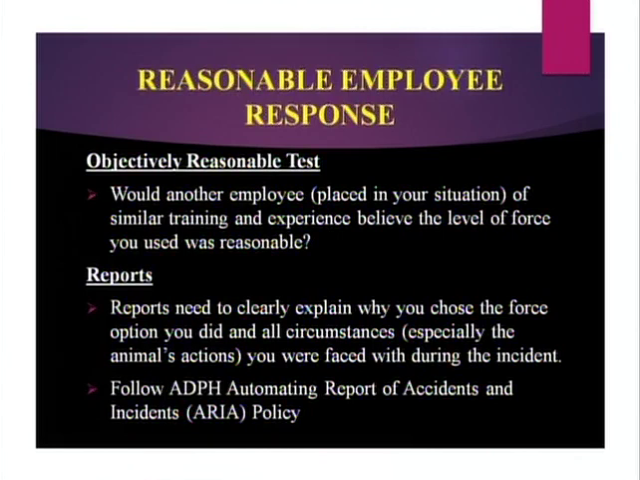Reports. Reports need to clearly explain why you chose the force option you did in all circumstances, especially the animal action you were faced with during the incident. Everything matters. So you want to follow up and do an ARAI, automated report of accidents and incidents, or area policy, area report. You will go on the website and log in to do that. But you want to make sure you clearly explain. Write down every detail as soon as possible, because you want to clearly explain everything from beginning to end.